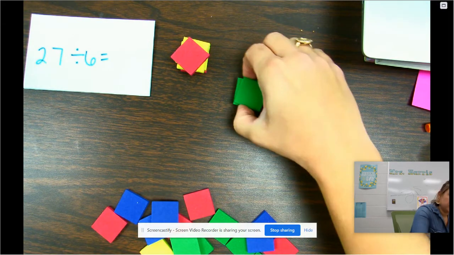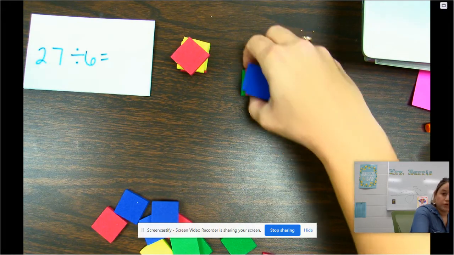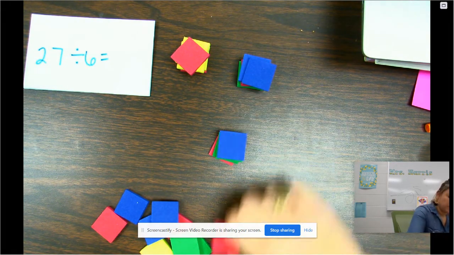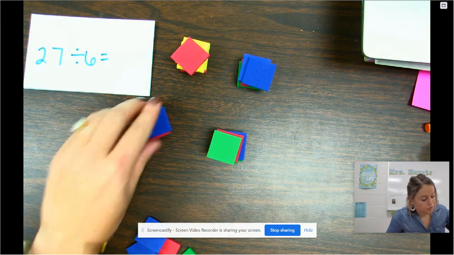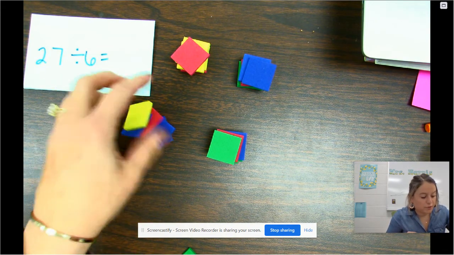There's one group of 6. There's another group of 6. There's another group of 6. There's another group of 6.